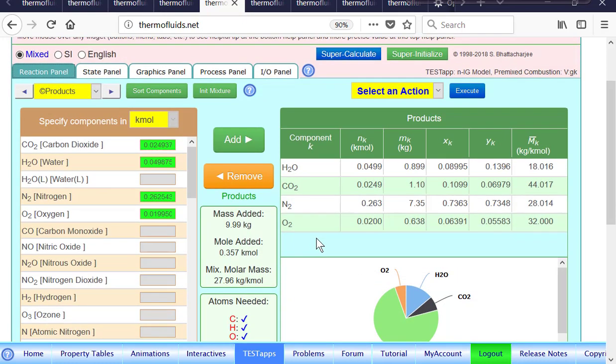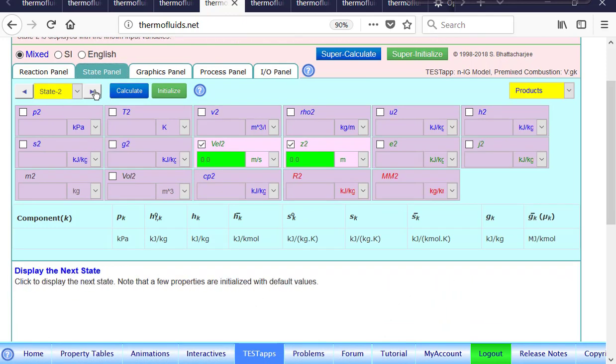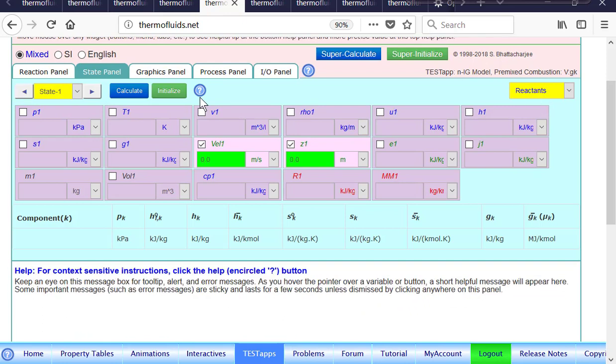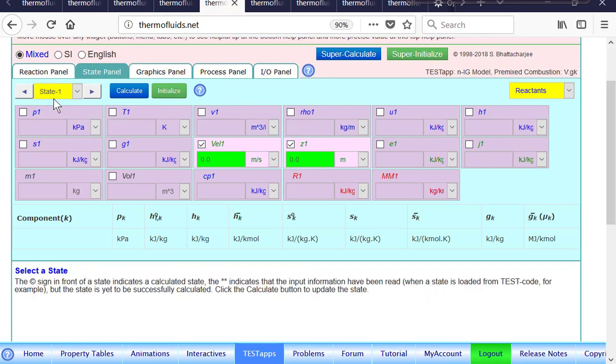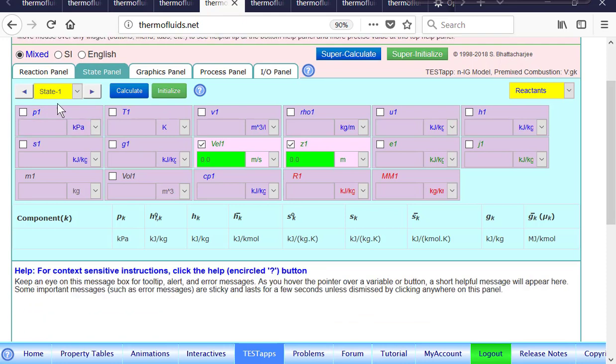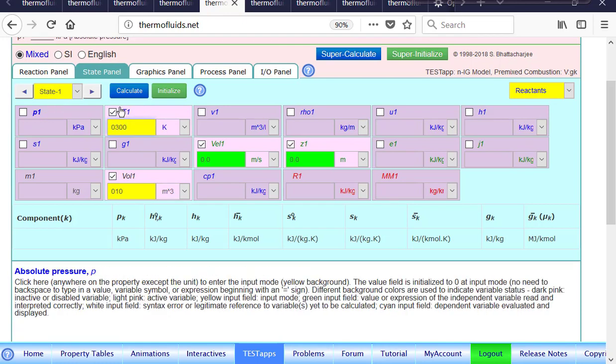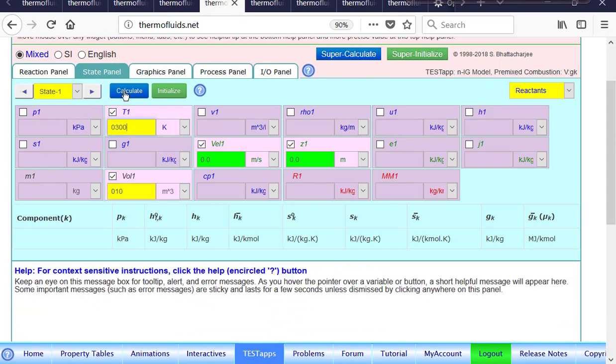Okay, now let's evaluate the states. We go to the state panel. State one is obviously the reactant state, and state two is the product state. So we cannot change them directly. Instead, you change them here. At state one, let's say we have some reactants in a very large tank of 10 meter cube at 300 Kelvin. Obviously, we cannot specify the pressure also. It will be over specification because the mass will be picked up from the reaction panel.